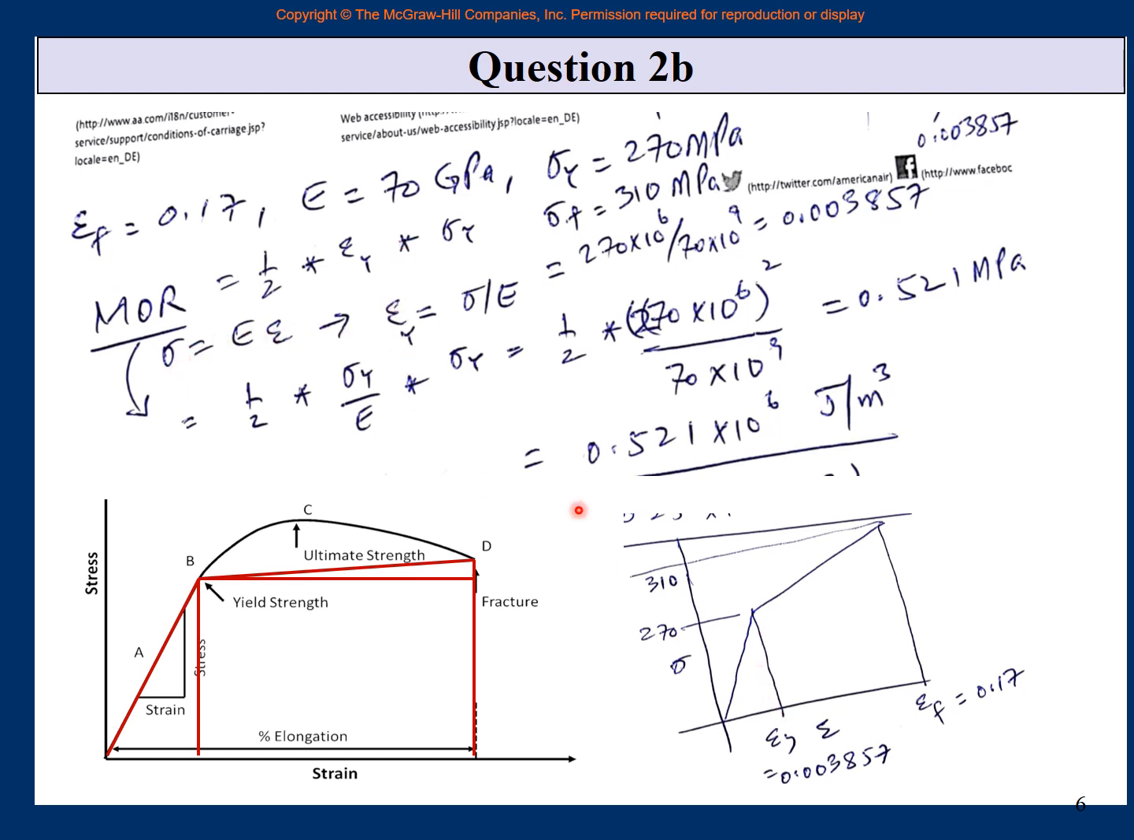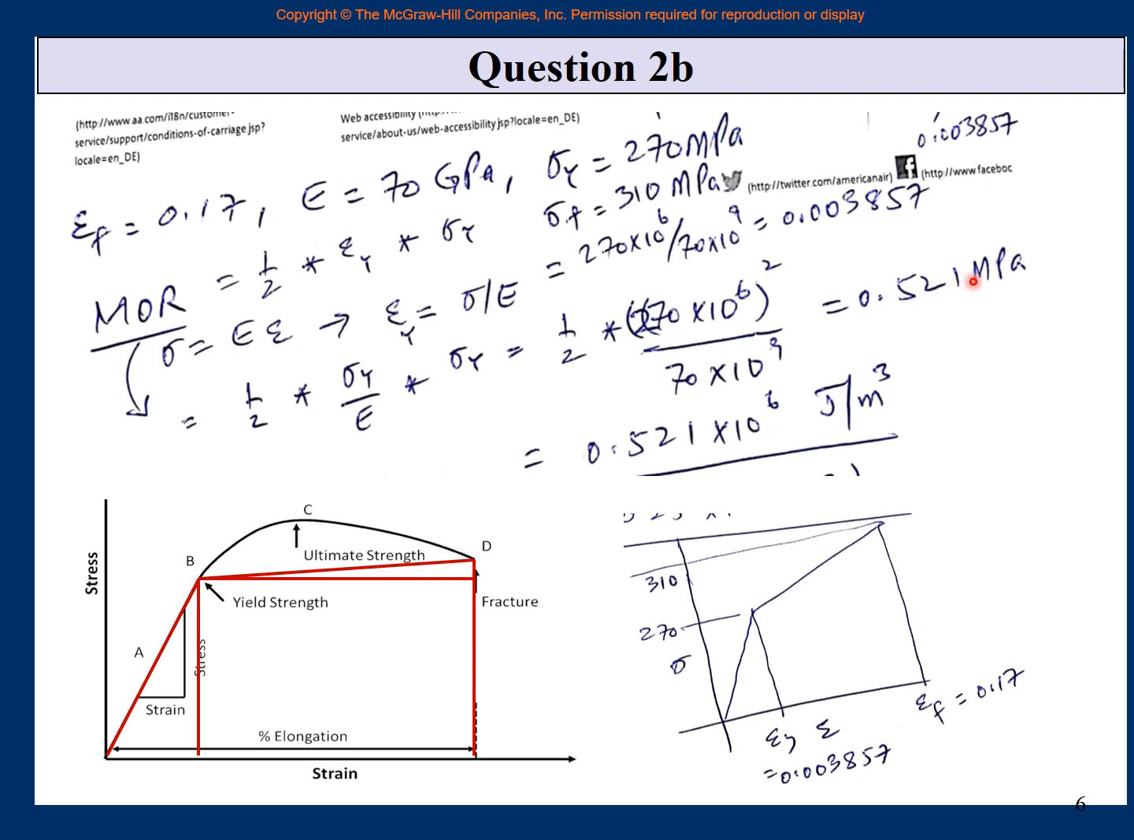Because we know that in the elastic region, sigma is equal to E epsilon. So E is equal to sigma upon epsilon, and then you can find the value of epsilon y. Then when you multiply this half epsilon y sigma y, you just substitute the values and you get the answer as 0.521 megapascal. Megapascal, because strain has no units, and stress has megapascals.